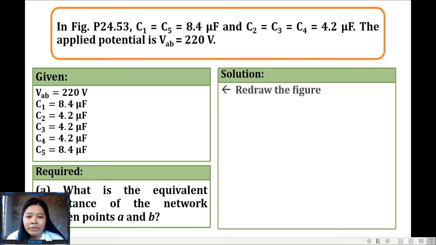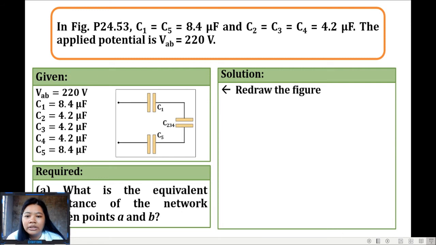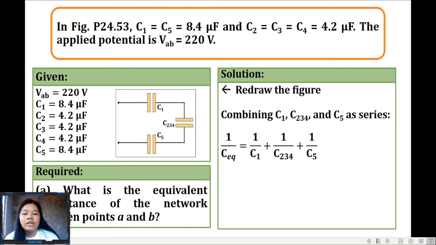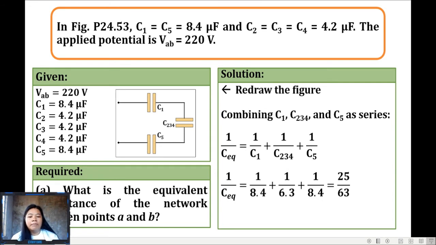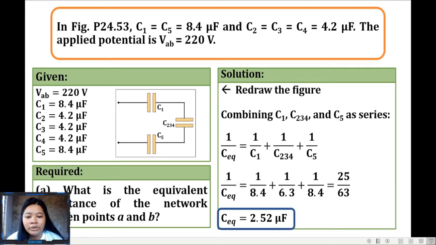And then again, we redraw the figure so that we have C sub 1, C sub 2, 3, 4, and C sub 5. So we combine them as series, and again, we get the reciprocals. So we have 1 over 8.4 plus 1 over 6.3 plus 1 over 8.4. This gives us 25 divided by 63. To get the equivalent capacitance, we get the reciprocal. So 63 divided by 25 will give us 2.52 microfarad. So this is the equivalent capacitance of the entire network.